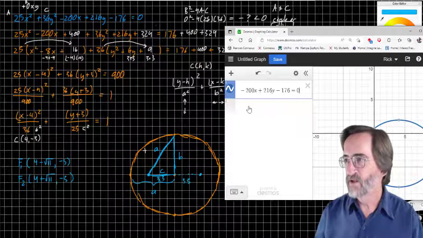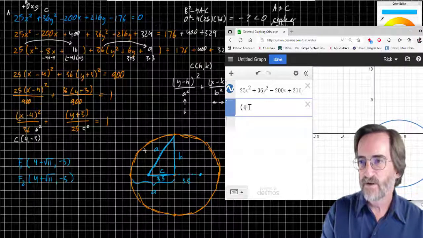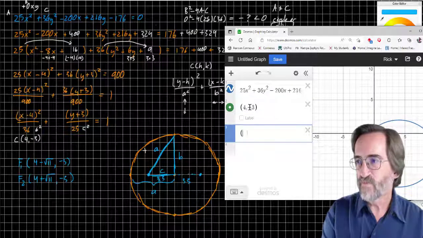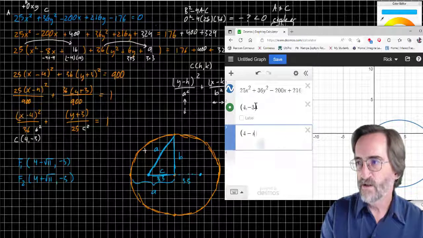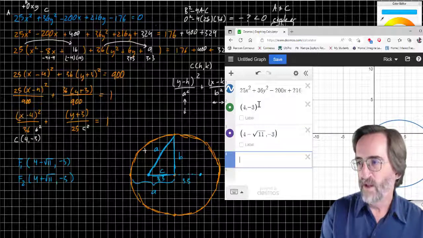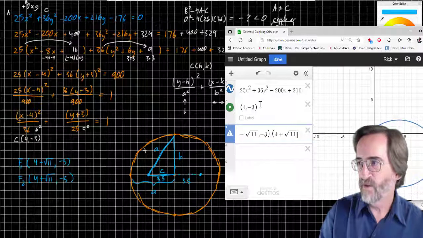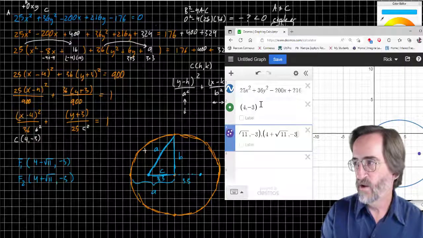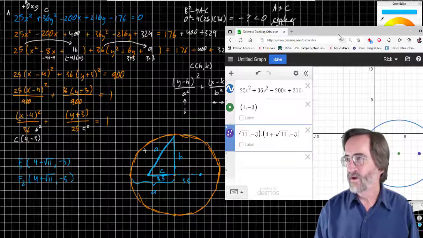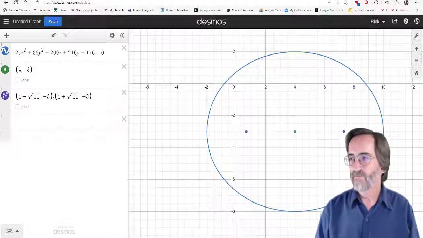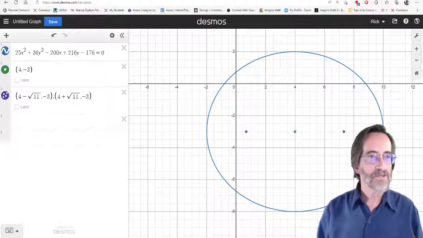There's my ellipse. I'm going to graph my center, 4, negative 3. I'm going to graph my foci, 4 minus square root 11, comma, negative 3, and 4 plus square root 11, comma, negative 3. There we go. All right, and it does seem to match very well. All right, so hopefully that all makes sense.